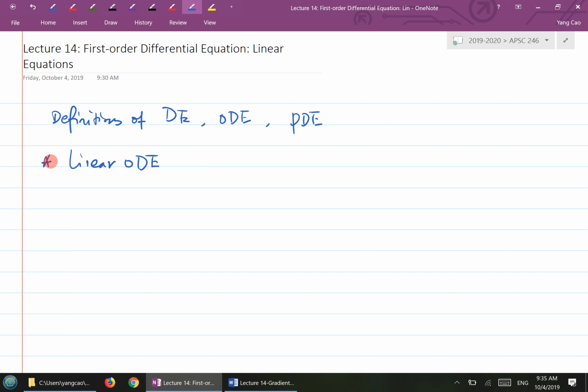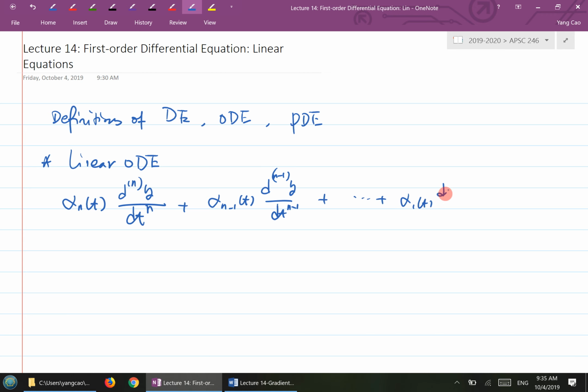And linear ODE always takes the following format. If you have an unknown variable that is a function of t, then you can always form a differential equation with this format. So as long as you see a differential equation that conforms with this format here, then you can conclude that you're dealing with a linear ordinary differential equation. Okay?